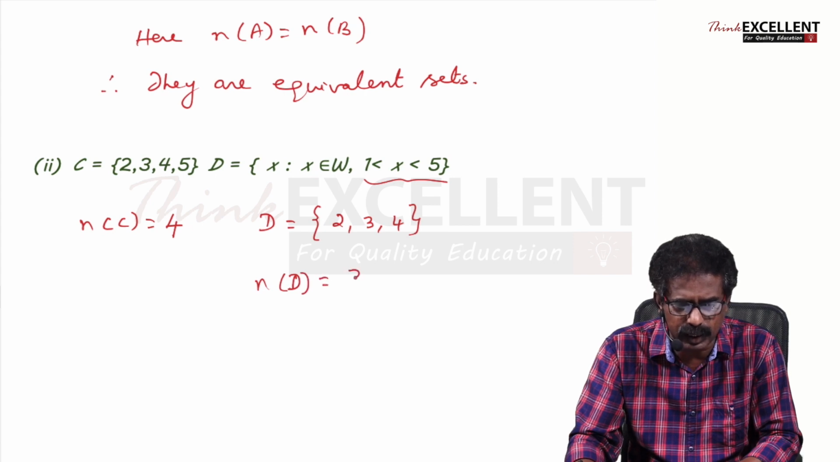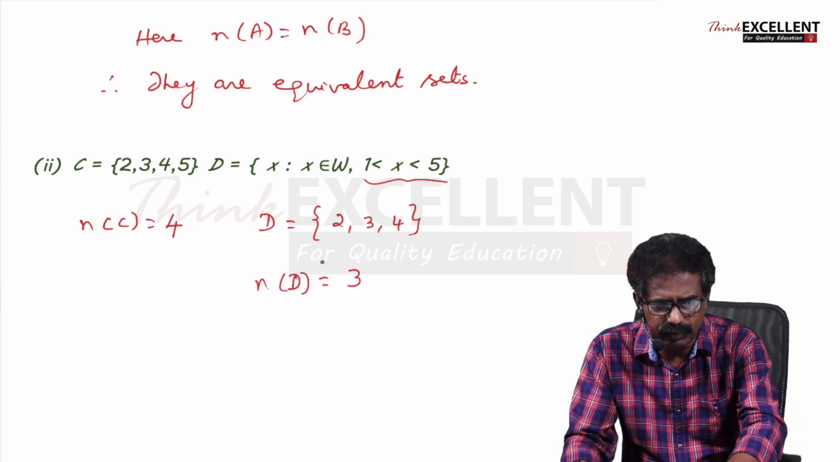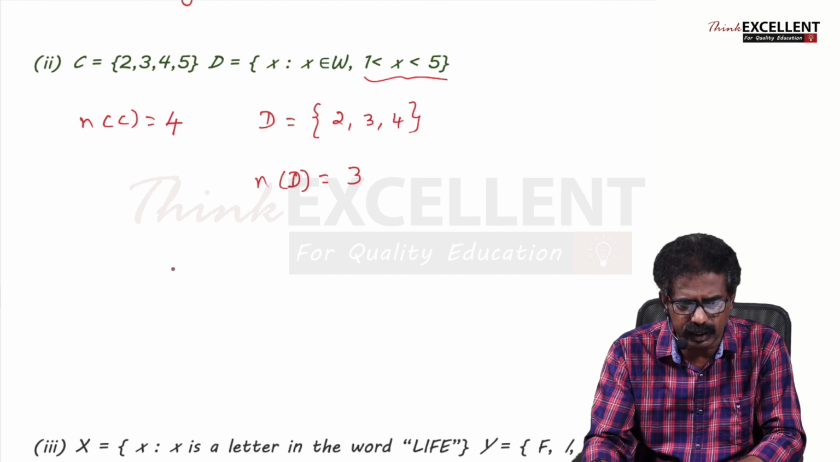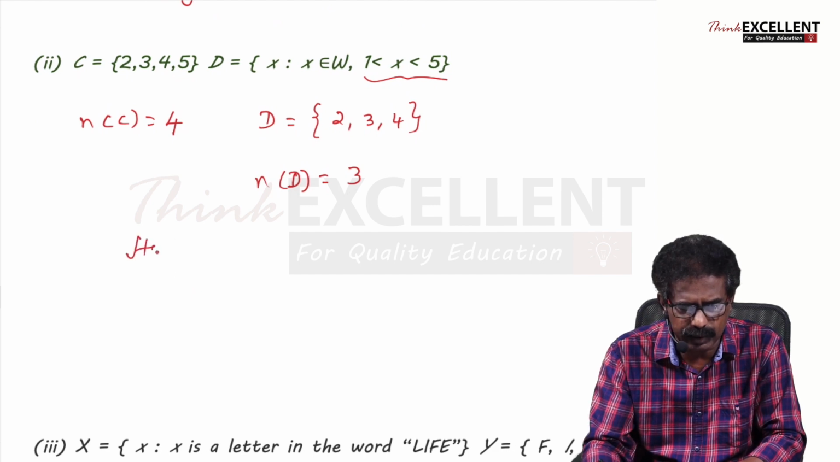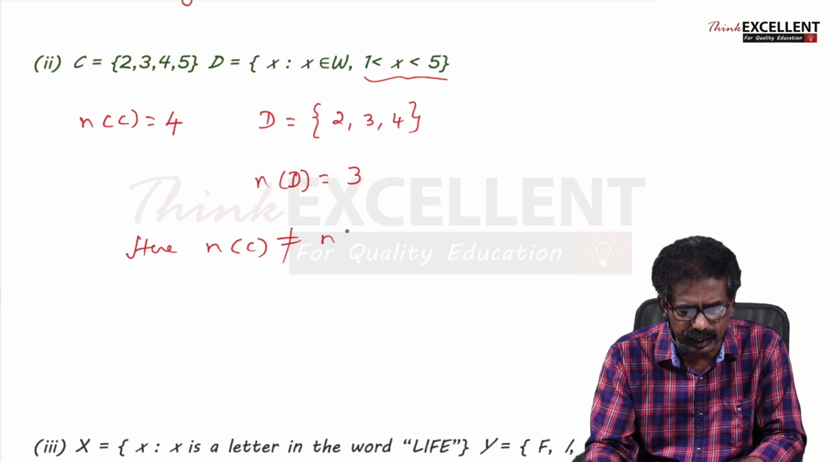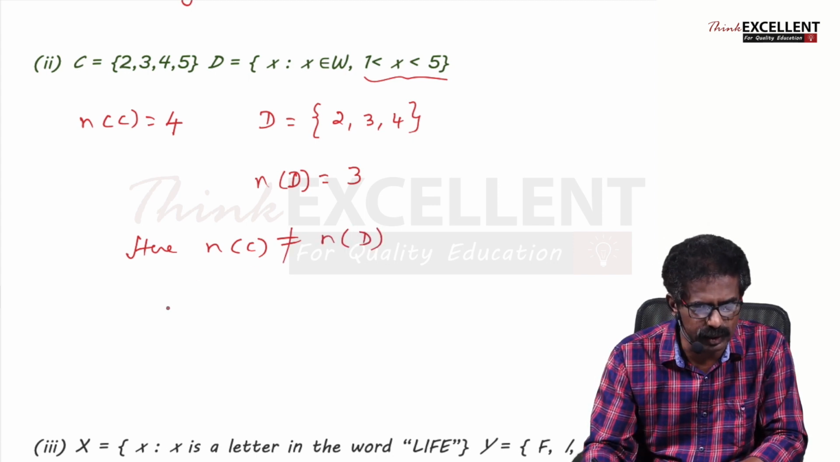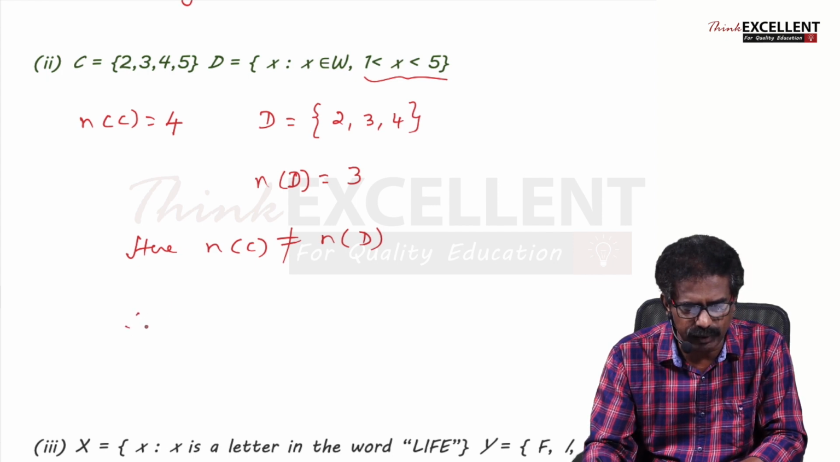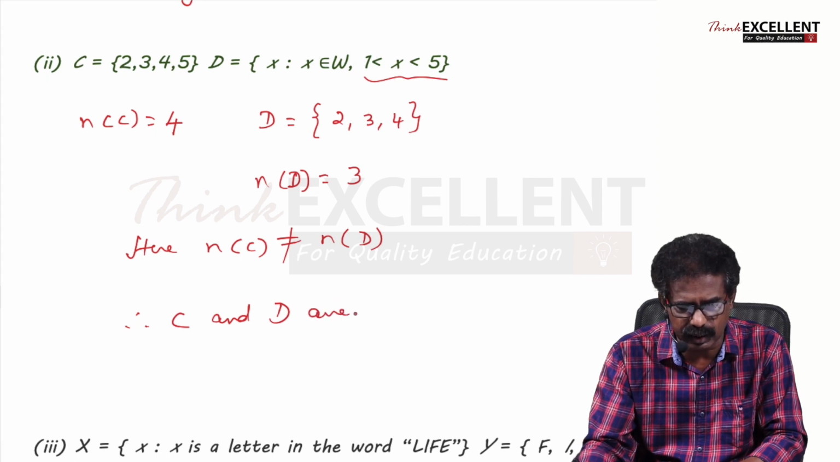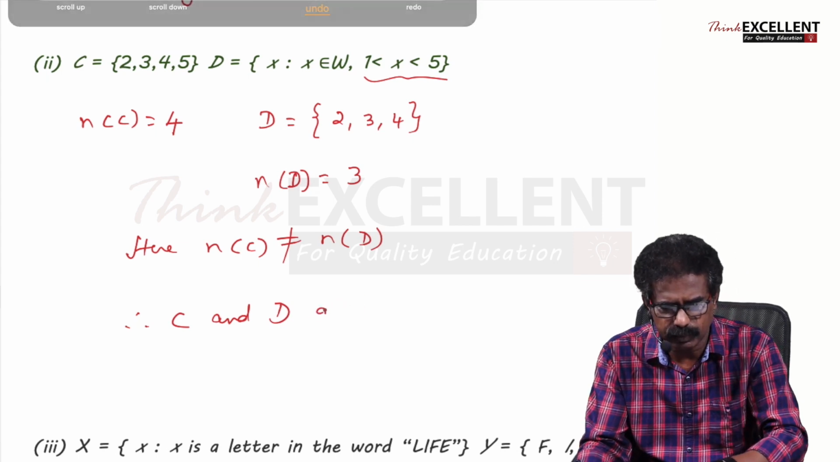Number of elements of D is only 3. N of C is 4, N of D is 3. They are not equal. So you can say here N of C not equal to N of D. They are not equivalent. So your conclusion, they are unequal. Therefore, C and D, capital letters you use for sets, right? C and D are unequal.